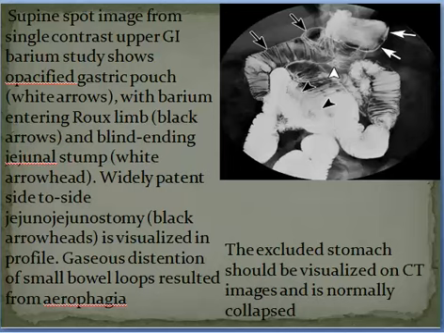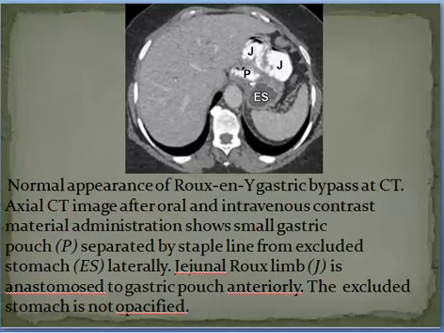Gaseous distension of small bowel loops resulted from aerophagia. The excluded stomach, the rest of the stomach should be here. The excluded stomach should be visualized on CT and is normally collapsed. Cannot be seen here, of course, but it is a complete part of this. This is a pouch, and the stomach should be completing this area like that. This all is to be seen in the CT as a collapsed part. This is the excluded stomach.